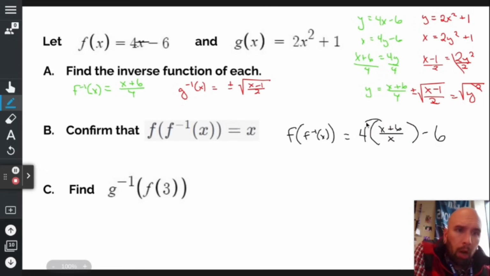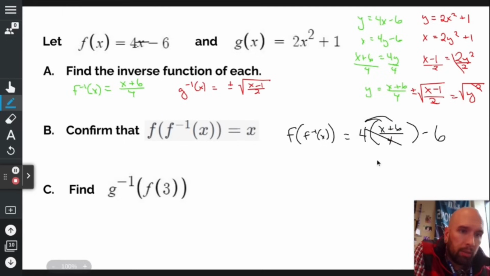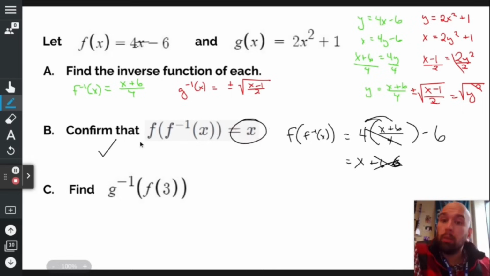So I got x plus 6 over 4, not over x. Distributive property, over 4. That wouldn't change a whole lot because I don't need the distributive property at all for that. I could just go like this. So that's going to equal x plus 6 minus 6, which crosses out to x, which is what I'm supposed to get. Confirmed.